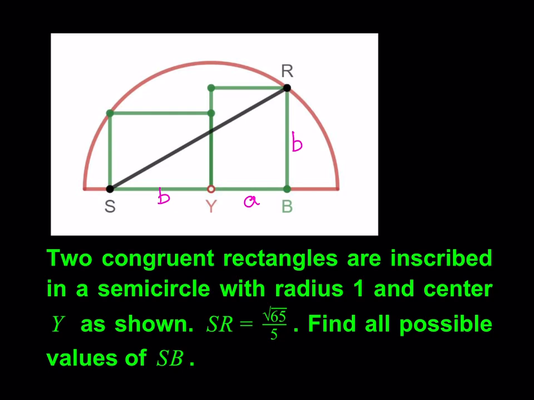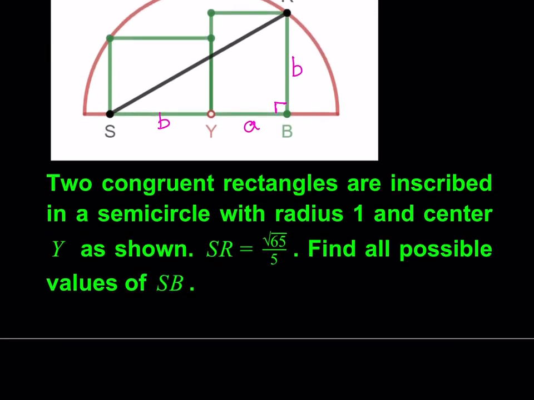So I can use the Pythagorean theorem, right? I can write this as (A plus B) squared plus B squared is equal to SR squared, which is 65 over 25, and I can write it as 13 over 5.